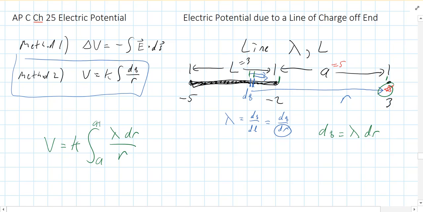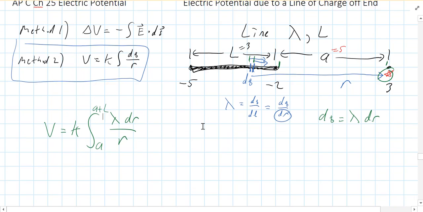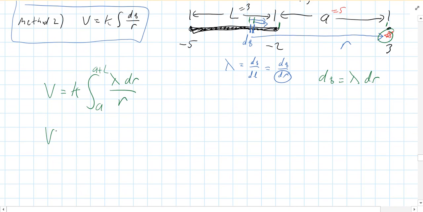Well, that's a plus l, the length of the bar, which would be 5 plus 3. It'd be 8 meters away. Okay, so then we're going to integrate. k is a constant. Lambda is also a constant, so I'll drag that out of the integral.